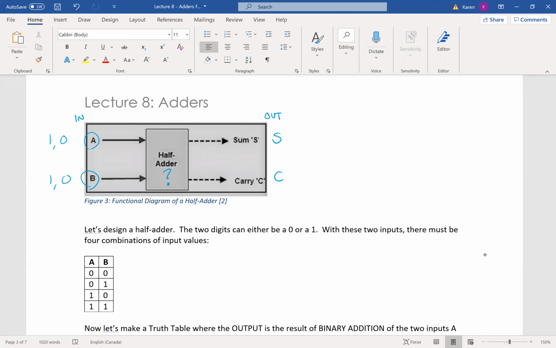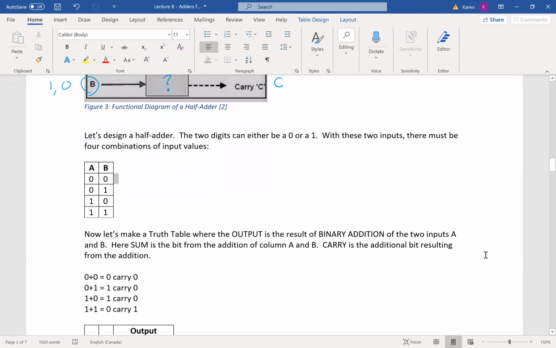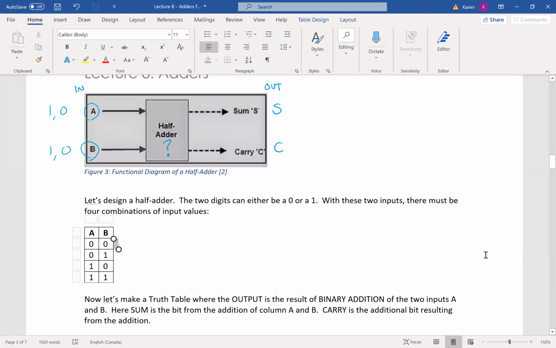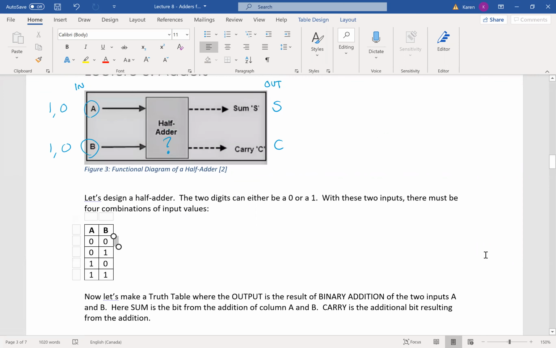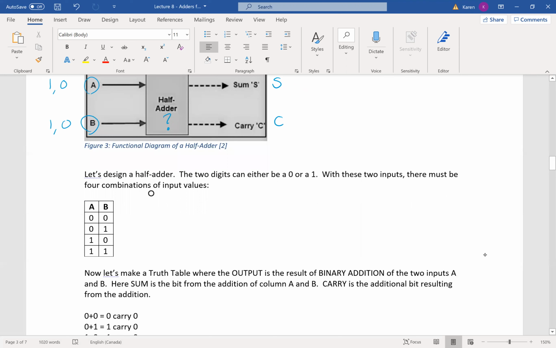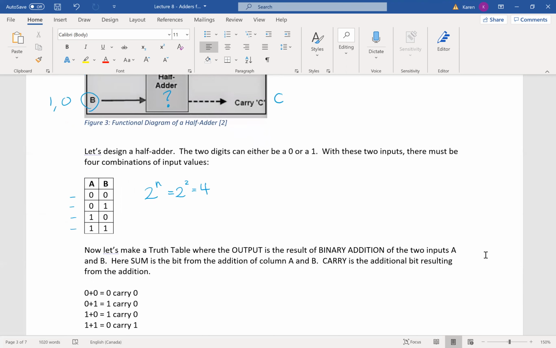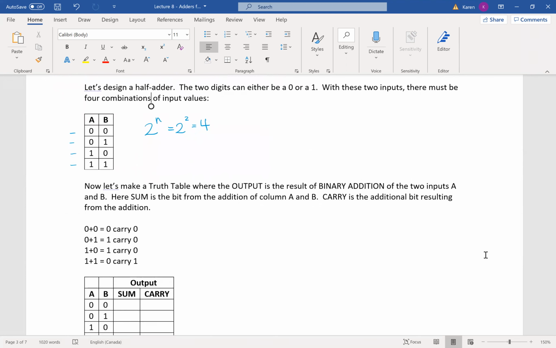We can design what is in here from scratch. Let's design a half adder from scratch. Well, we know that the inputs can either be a 1 or a 0. That means that we have 2 to the n values in a truth table, 2 to the power of 2, which is 4 entries in the truth table. Here I'm showing what all of the values could be for inputs A and B. That's our first step of designing a half adder, seeing what the inputs are.